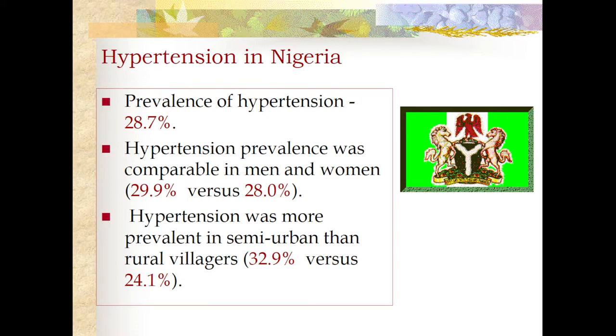In Nigeria, prevalence of hypertension is 28.7%. Hypertension prevalence was comparable in men and women, and hypertension was more prevalent in semi-urban than rural villages.